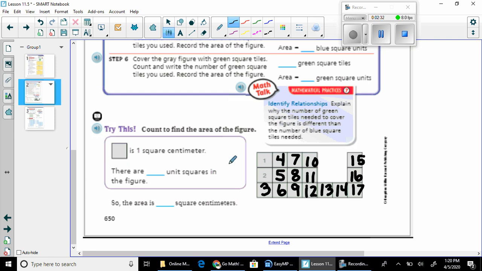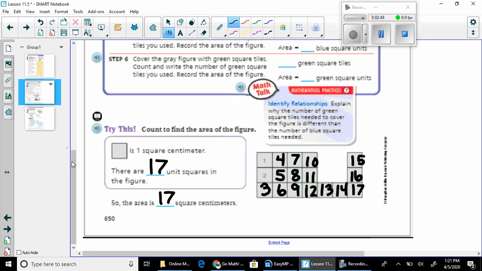Okay, so inside of this figure, 1 square unit, or 1 square centimeter, is equal to one of these boxes here, and we had 17. So there are 17 unit squares in our figure. Okay, so the area of this figure is 17 square centimeters.